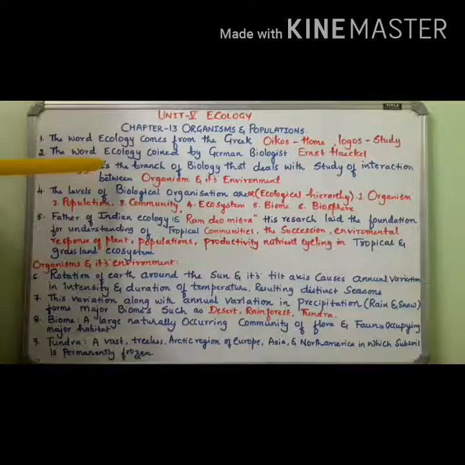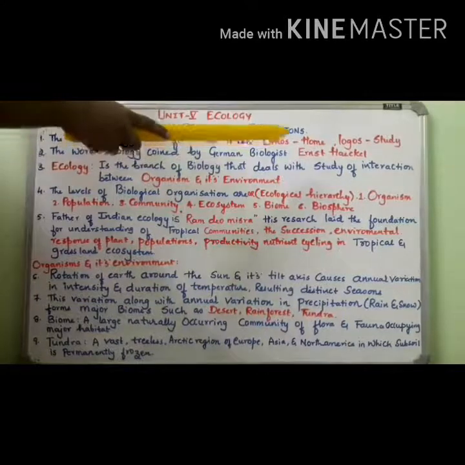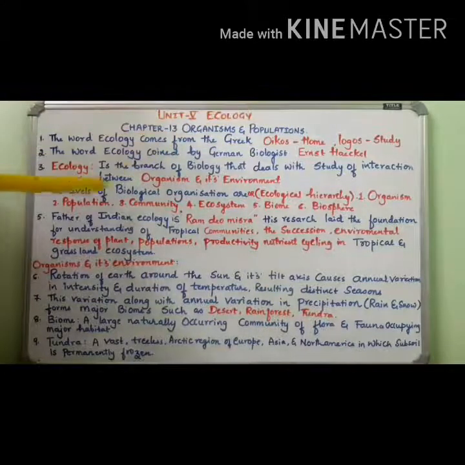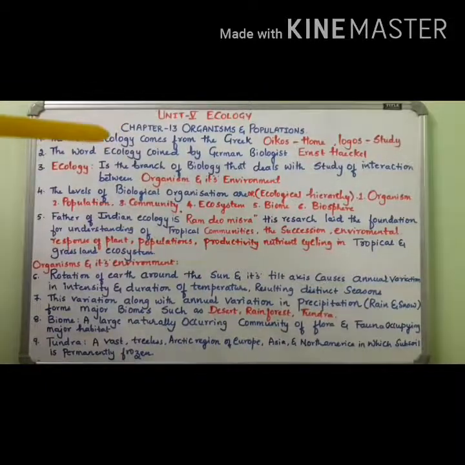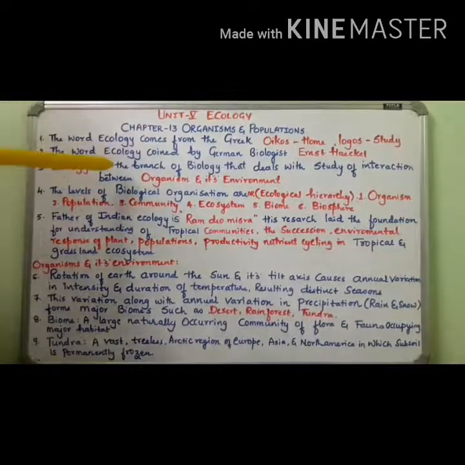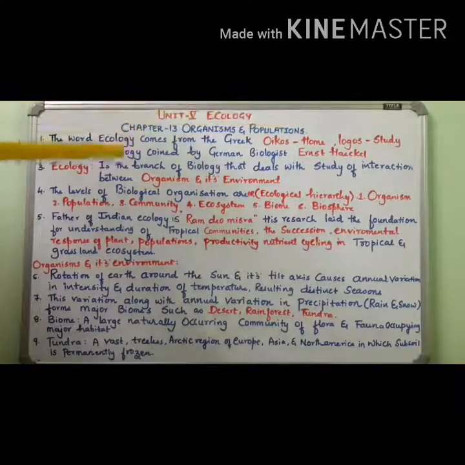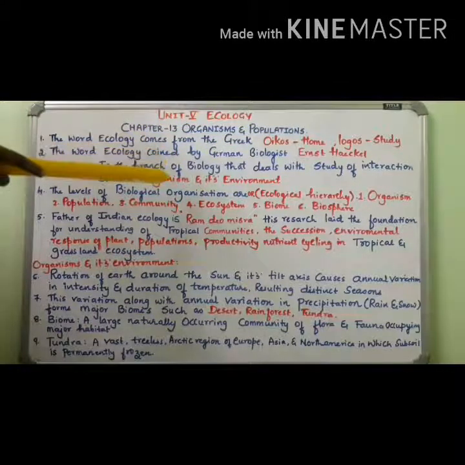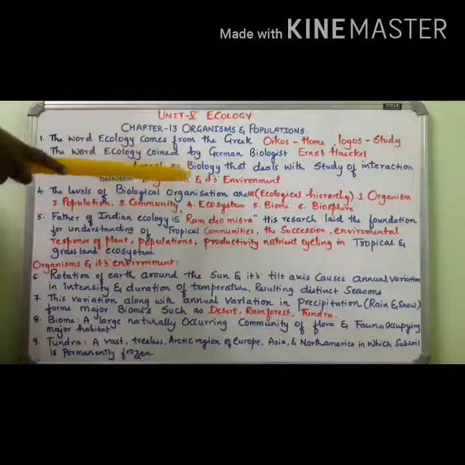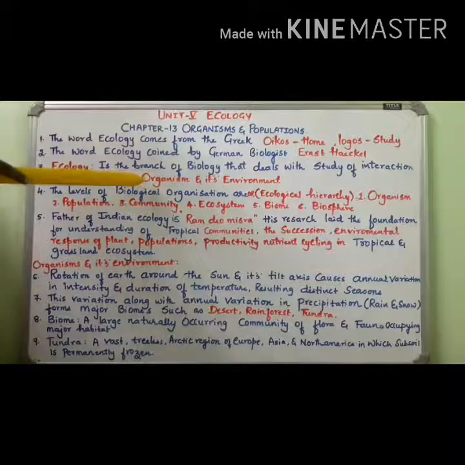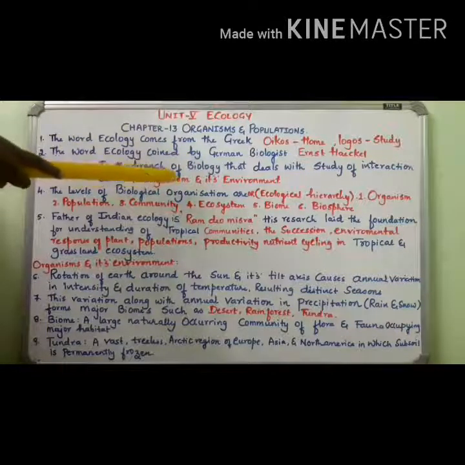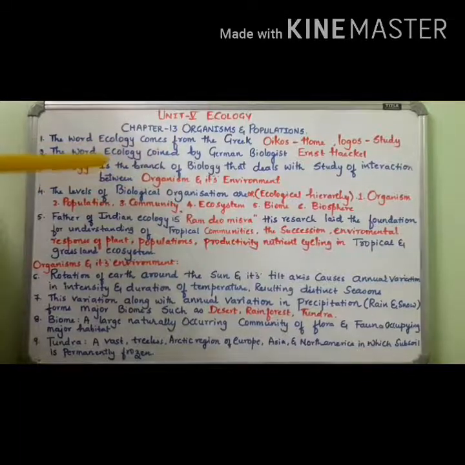Ecology can be defined as the branch of biology that deals with the study of interaction between living organisms and their environment. Ecology is the branch of biology that deals with the study of interaction between organism and its environment. Then what do you mean by organism?